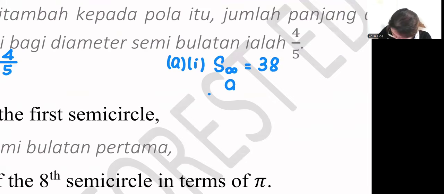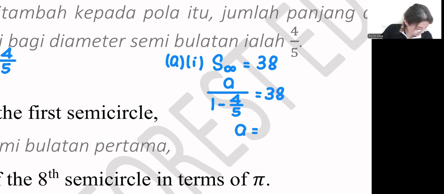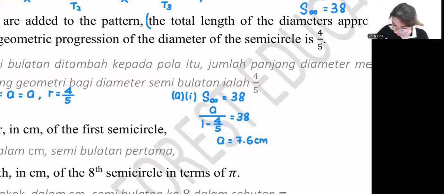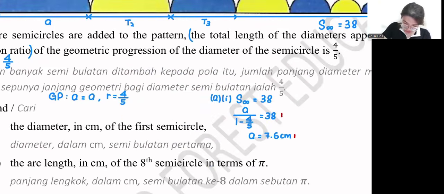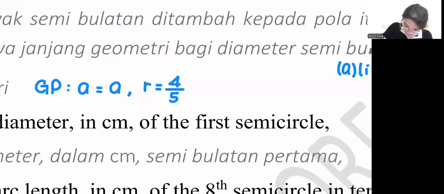a over 1 minus 4 over 5 equals 38. a, the first term, is equal to 7.6 cm. Okay, so the first term, the diameter of the first circle, 1 mark, 1 mark. This is the part that helps you. Now you already know that your a is 7.6.